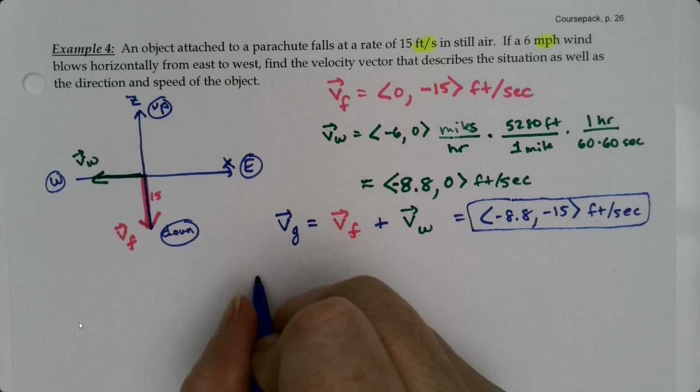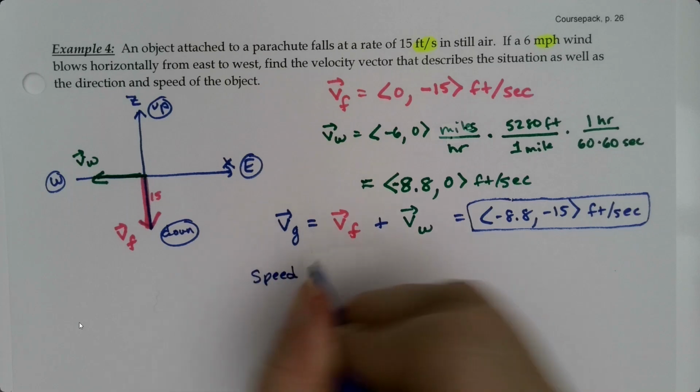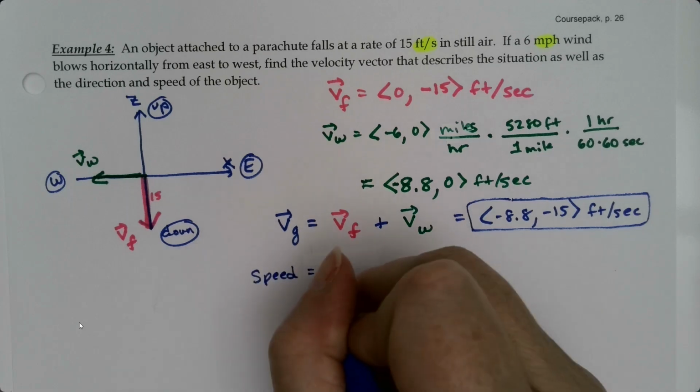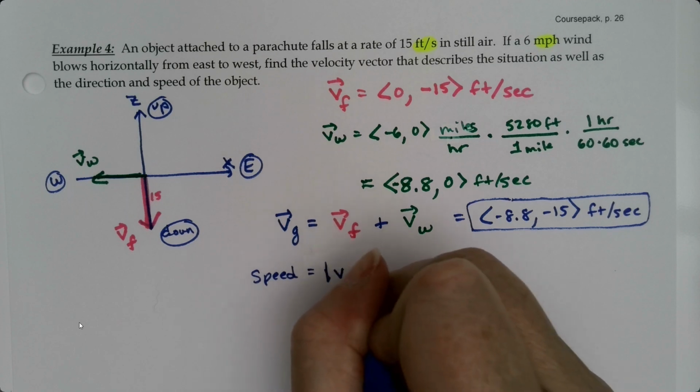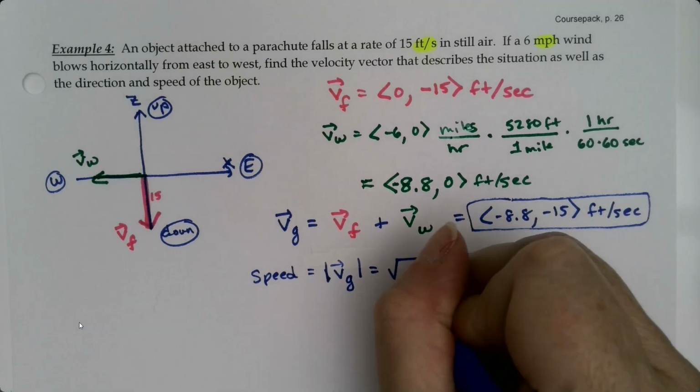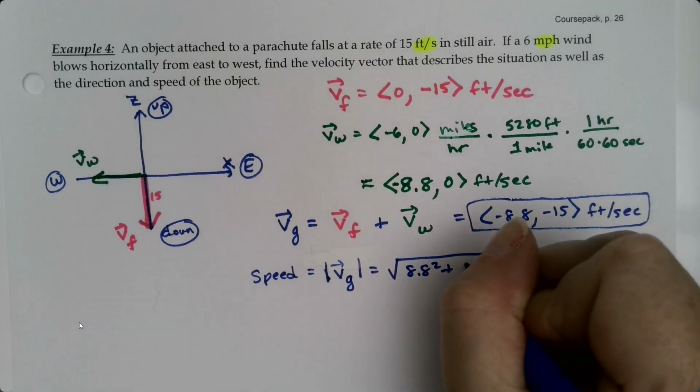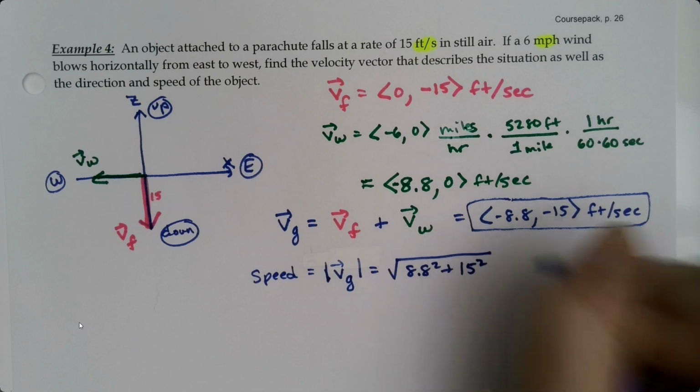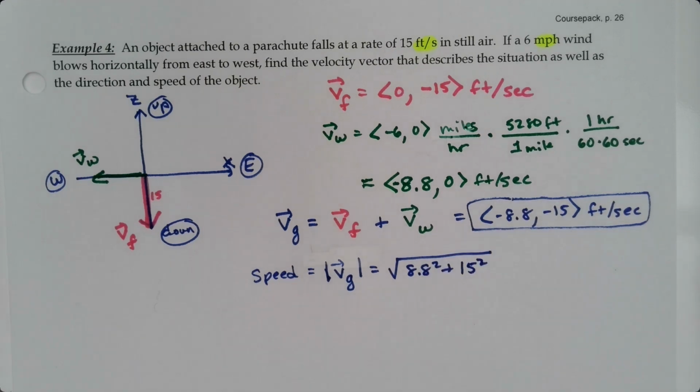The speed of the object is relatively easy to find. Speed would just be the magnitude of the velocity, which would be the square root of 8.8 squared plus 15 squared, because of course we could just turn them both positive. That would work.